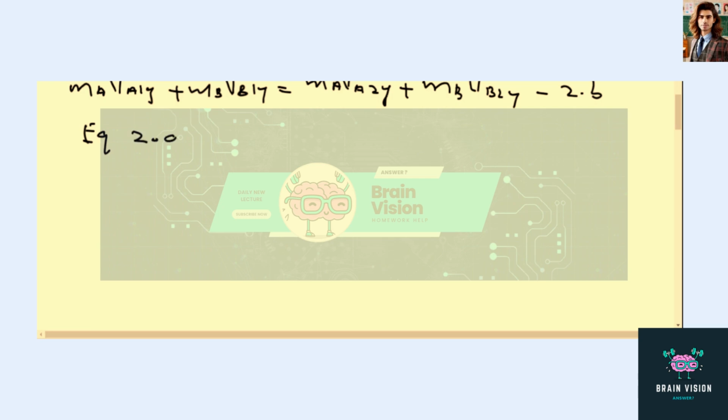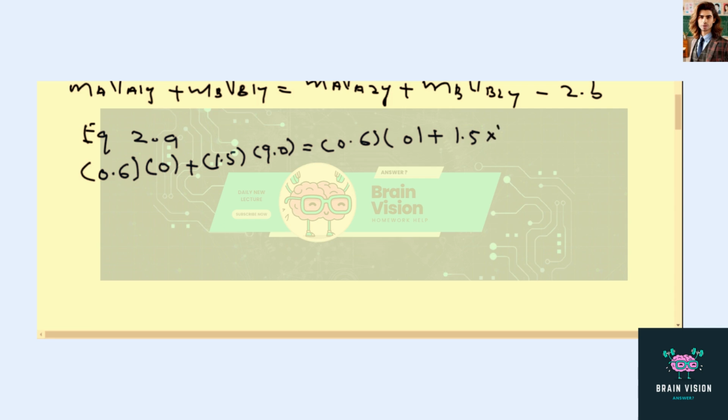So plugging values in equation 2a, we have 0.6 times 0 plus 1.5 times 9.0, right? And that is equal to 0.6 into 0 plus 1.5 times Vr2x. So Vr2x is equal to 9.0 meter per second.